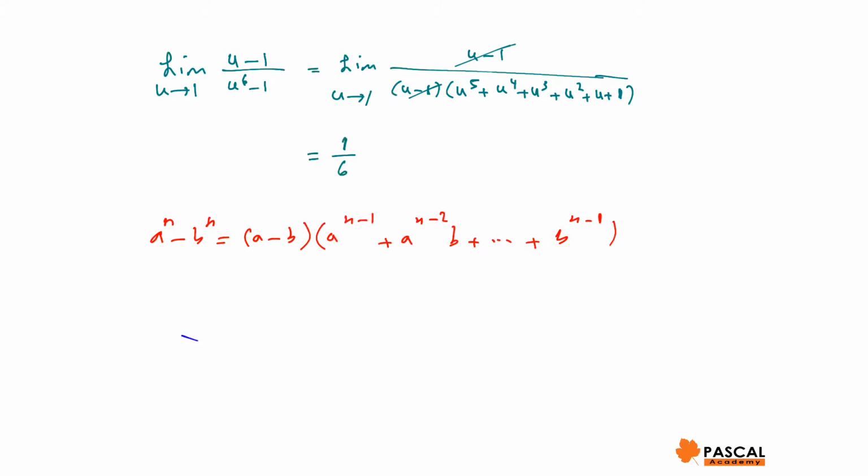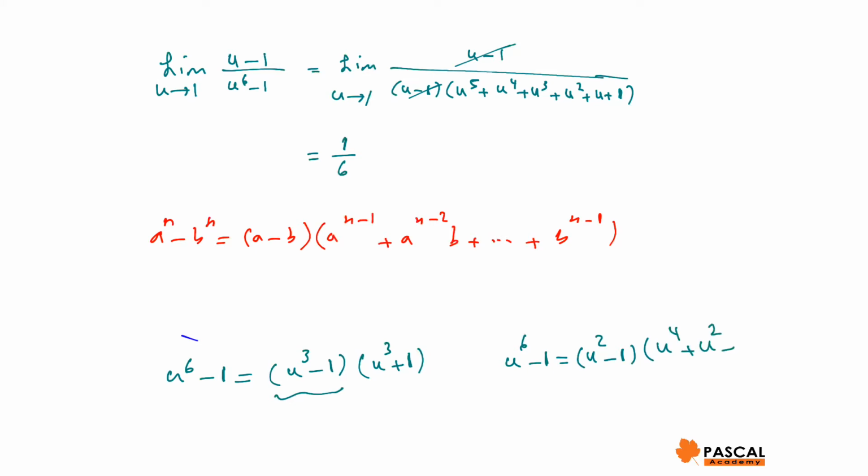u^6 minus 1 could be broken down as (u^3 minus 1) times (u^3 plus 1) and use difference of cubes to break down u^3 minus 1. We could also write u^6 minus 1 equals (u^2 minus 1) times (u^4 plus u^2 plus 1), difference of squares, and then break down u^2 minus 1.